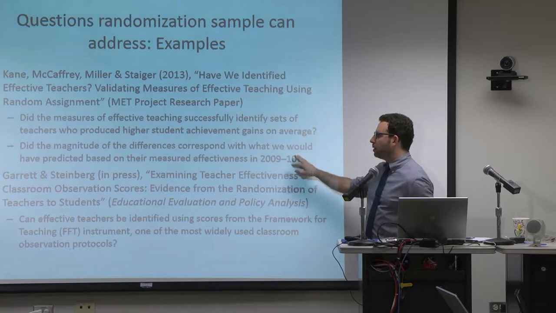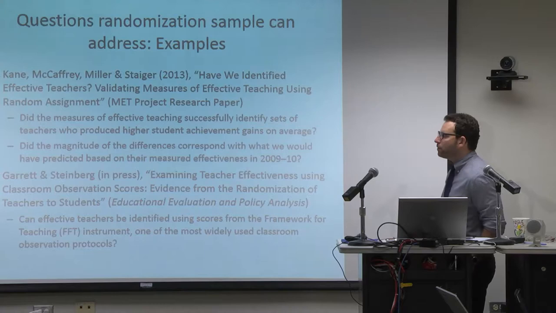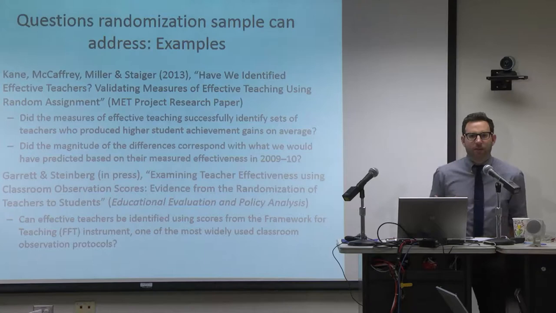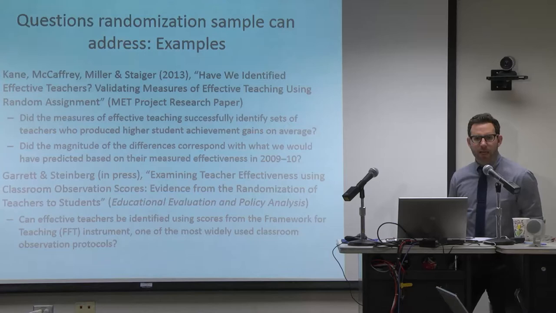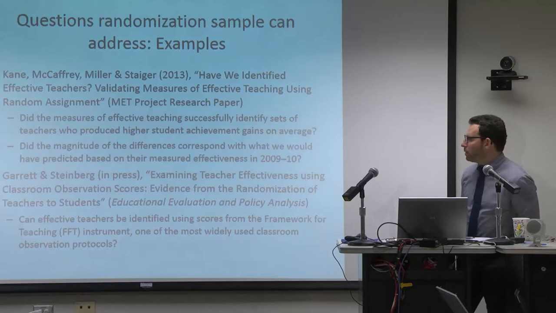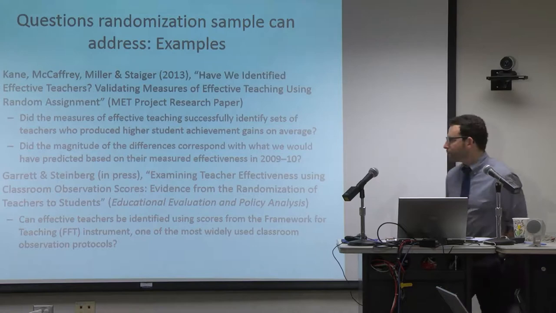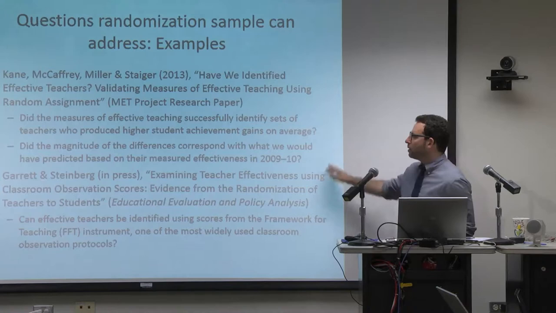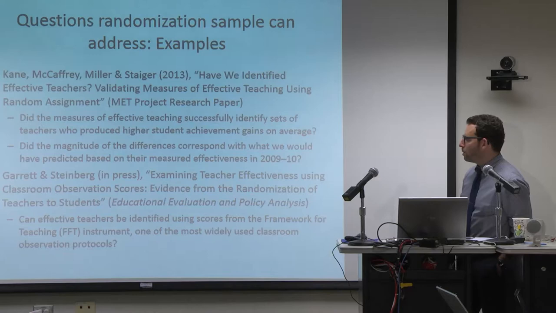And then we talked a little bit about this before: did the magnitude of the differences correspond with what we would have predicted based on their pre-randomization effectiveness, right? So using their 09-10 scores, to what extent were they able to say those were predictive of what we would expect in a world where there is no non-random sorting of teachers to classes to identify effective teaching? So again, this is critical to read, and it actually came out, I think, 5 months after we submitted our proposal, but would have been nice to have seen before.